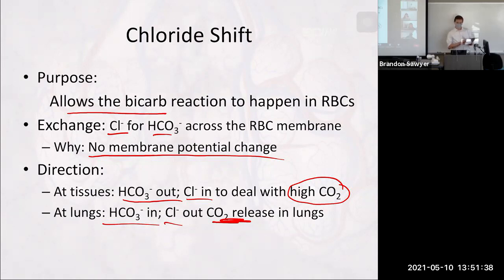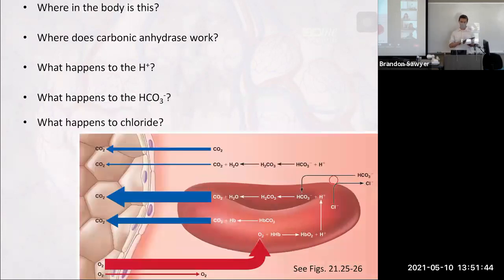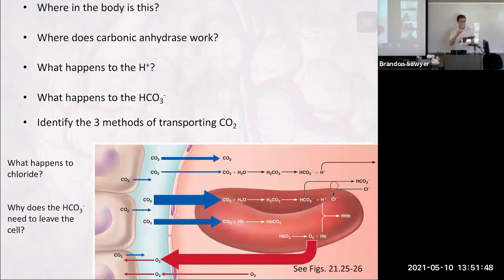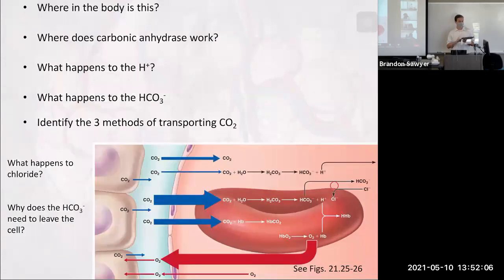All right, looks like everybody's done writing. Here's what I want you to do. The next two slides show a red blood cell, and they have some questions there. Where in the body is this? I just told you either the tissues or the lungs, where we see a certain direction of that chloride shift. I'd like you to work with the person next to you, if you're here in class, or the people in your breakout rooms in a second when I send you there, to answer all of those questions on these next two slides.